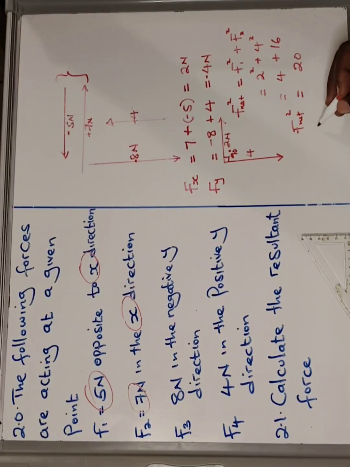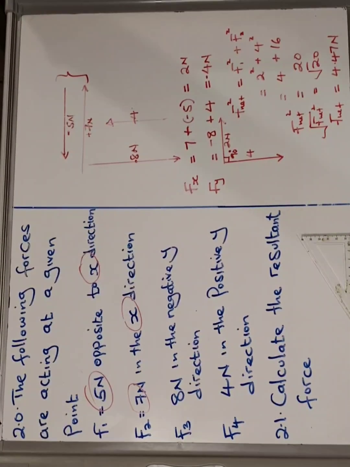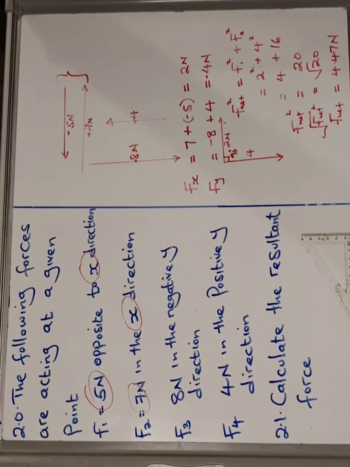What do we do here? You find the square root. And that is it. Square root of F net squared is going to be F net. And square root of 20, let's see what we have. So that's what you get. The net force is 4.47 newtons.